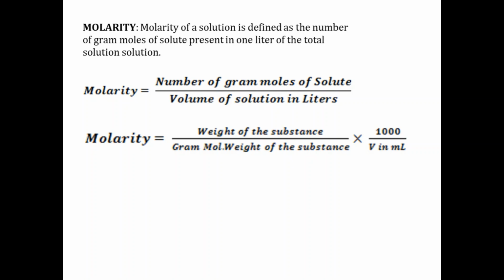So to calculate molarity, we have a formula: molarity equals weight of the substance divided by gram molecular weight of the substance, into 1000 by V in milliliters. If it is in liters, it is 1 by V. If it is in milliliters, we write it as 1000 by V in ml. Here you find 3 terms: molarity, weight of the substance, and volume. If any one of the three is to be calculated, the rest are known. In a problem, you will be given molarity and volume and you have to calculate the weight of the substance, or vice versa.